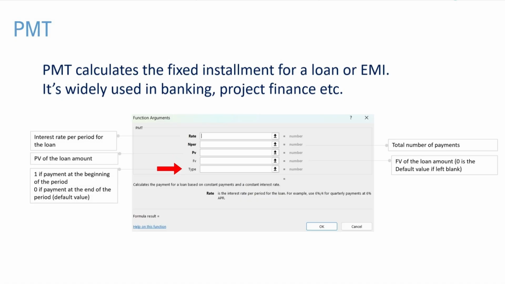And type is again optional. 1 means beginning of the period and 0 means end of the period. If the borrower wants to repay the EMIs at the beginning of the period, the input should be 1. If the EMIs are at the end of the period, he should enter 0.